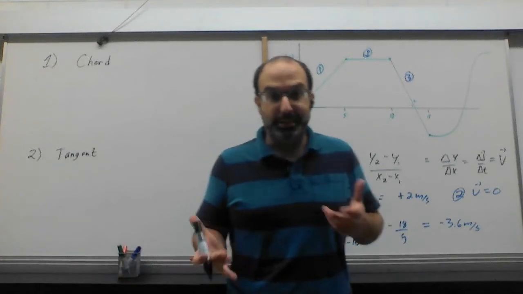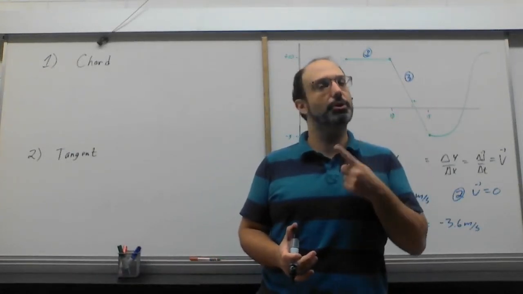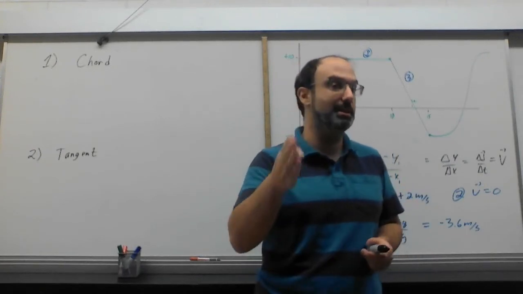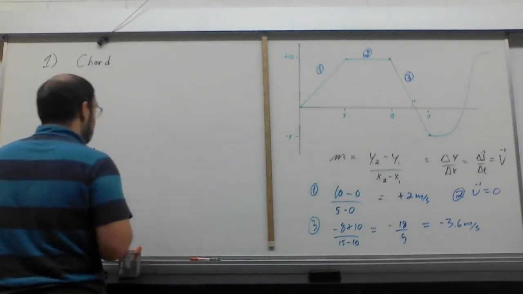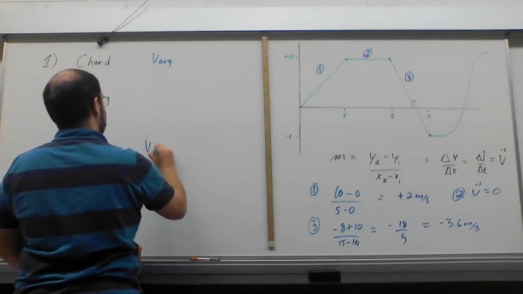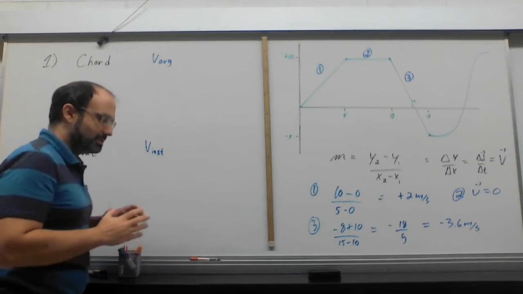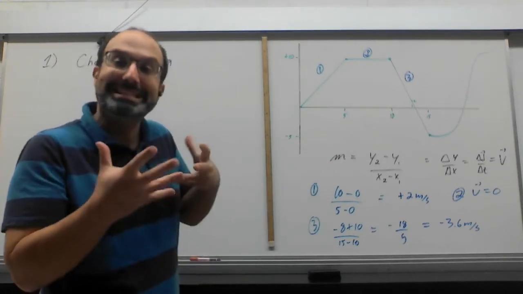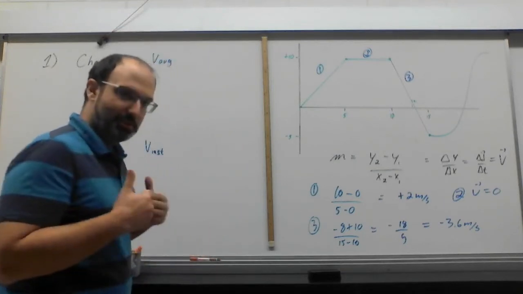Now, they both basically do the same thing for the purposes of our graph here. They're both going to find velocity. The difference is that a chord will find the average velocity, and a tangent will find the instantaneous velocity. Do we remember those terms from earlier on? So velocity average is this one, whereas velocity instant is this one. So an average velocity is the velocity across a range, whereas the instantaneous velocity is the velocity right now.